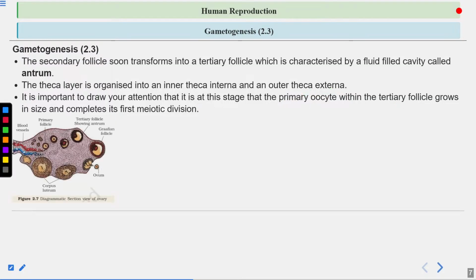Okay. So again, we have discussed this image: primary follicle, then secondary follicle, then tertiary follicle. This tertiary follicle contains the primary oocyte, which is diploid. This primary oocyte completes its first meiotic division when it is present within the tertiary follicle.